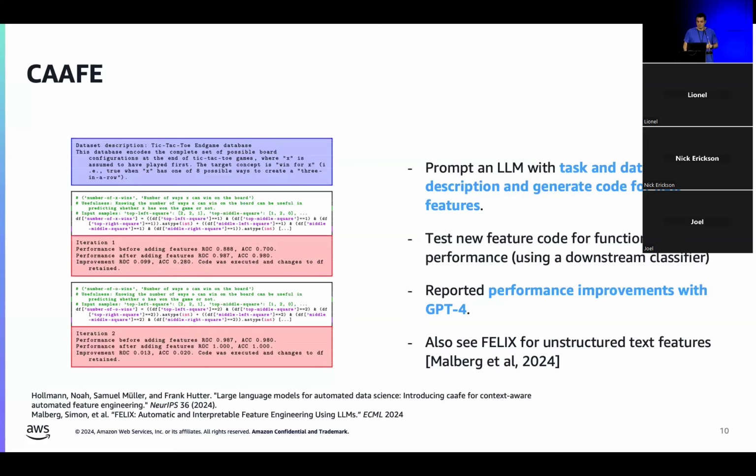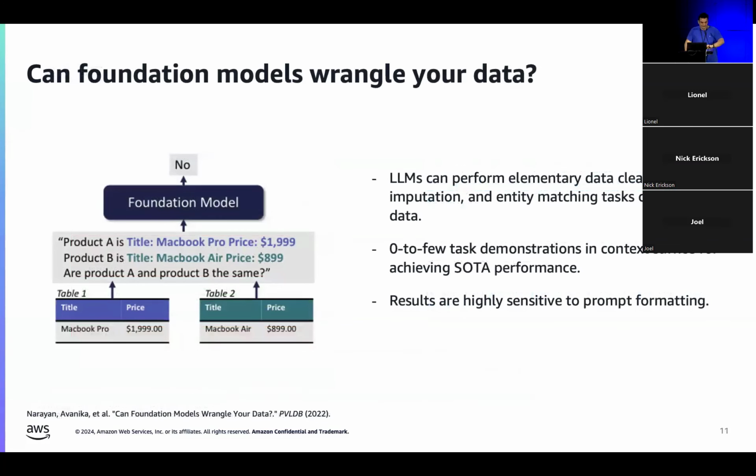For unstructured text features, I can also point to a very recent work called FeatLLM that doesn't work on numerical tabular type features, but on text fields, if you will, and generates features from those, such as the sentiment of a text or such things. And the final work I'll point to is, can foundation models wrangle your data?